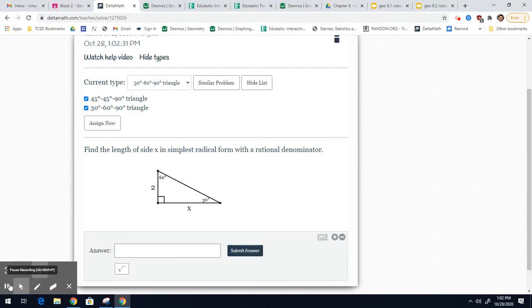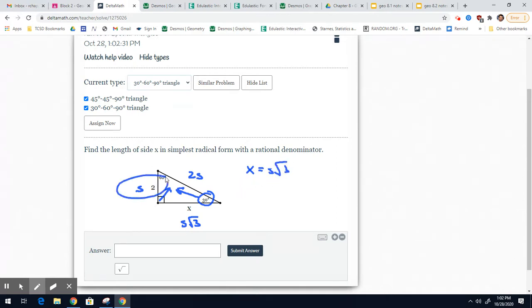Okay, here's the next one. So again, another 30, 60, 90 triangle. Here's your 30. Across is the short leg. That's S. Here's my 90. Across, and that is the hypotenuse, 2S. And the third side is S square root of 3. You're looking for X. X is S times the square root of 3. They give you what S is. S is 2. So X is just going to be 2 times the square root of 3. And that's it. You're done. Boom. Quick.